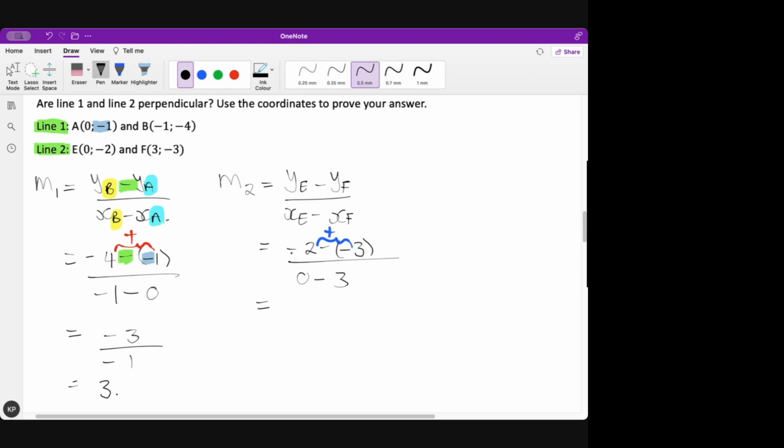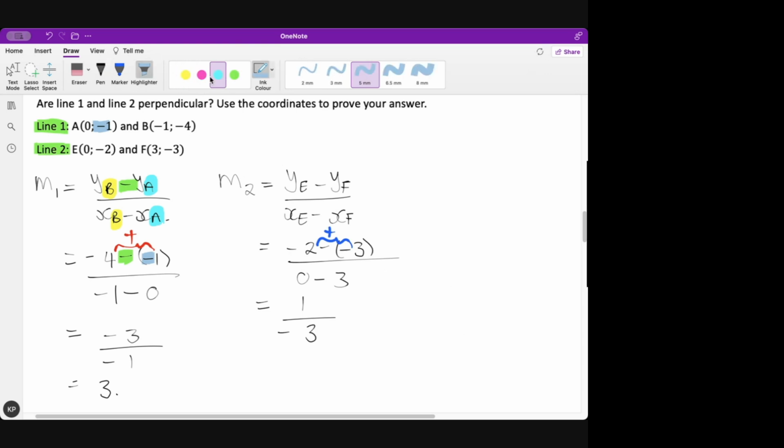So then I have a -2 plus 3. What's -2 plus 3? Check again. Ooh, algebra. Nope, integers. -2 plus 3. That is a +1 indeed. Over 0 minus 3, which is -3. Great.